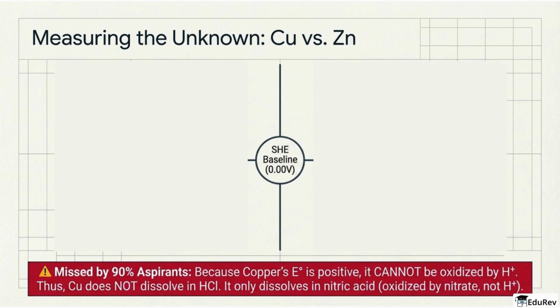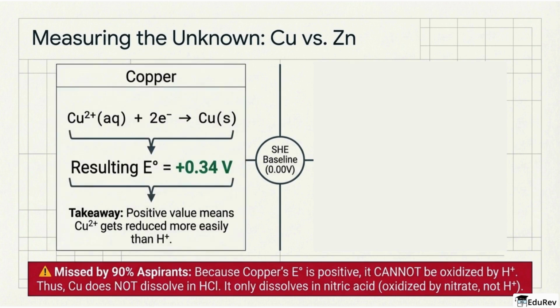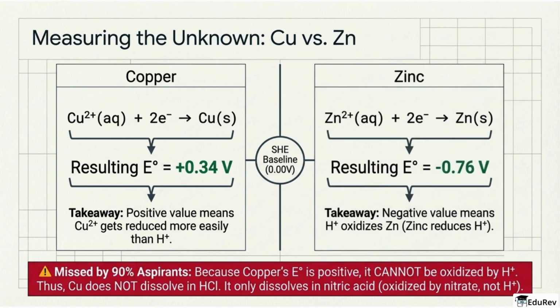Once the SHE baseline is fixed, metals can be compared. In the example on the page, copper has E0 equals positive 0.34 volts, while zinc has E0 equals negative 0.76 volts. A positive standard reduction potential means the species is reduced more easily than H+. A negative value means it is more willing to oxidize and donate electrons. Here's a trap you need to be aware of. Copper's positive E0 is exactly why it does not dissolve in HCl, while zinc does.